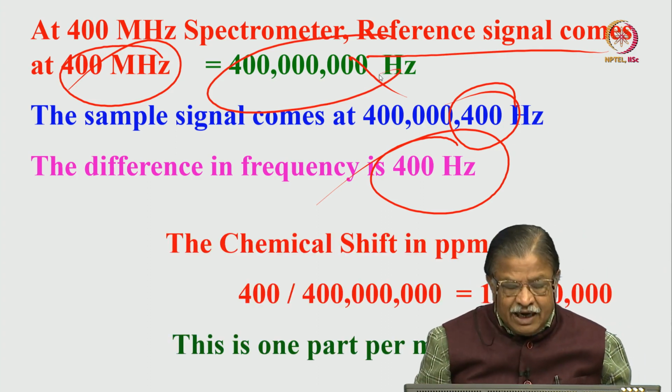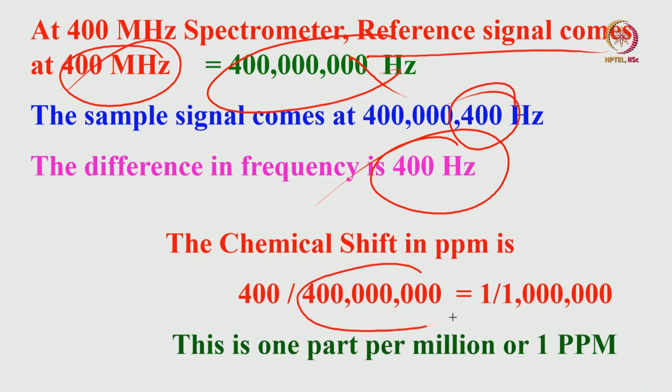Now, that is 400 hertz divided by the spectrometer frequency, which is 400 megahertz. Then what we get is 1 over 1 million. This is what is called 1 part per million. This is how frequency is expressed as ppm. If you want to calculate the ppm, you should know the difference in frequency between the signal and the reference divided by the spectrometer frequency in megahertz.